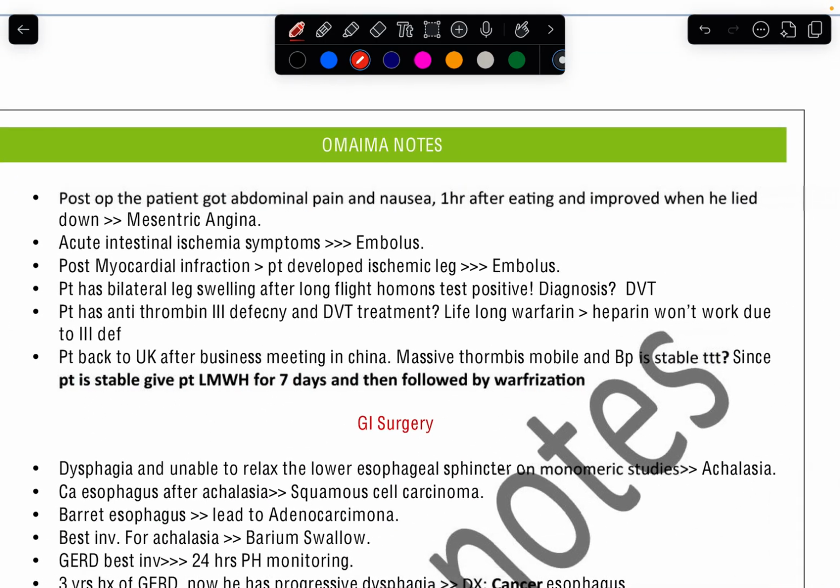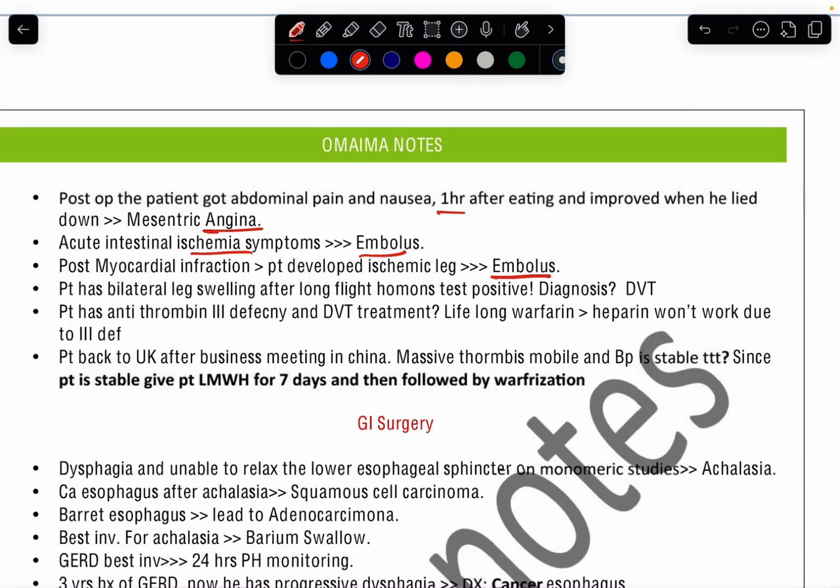Post-operative, patient got abdominal pain 1 hour after eating and improved when he lies down. Mesenteric angina. Immediately after, acute intestinal ischemia. Embolism is the cause of acute intestinal ischemia. Post myocardial infarction, patient develops ischemic leg.